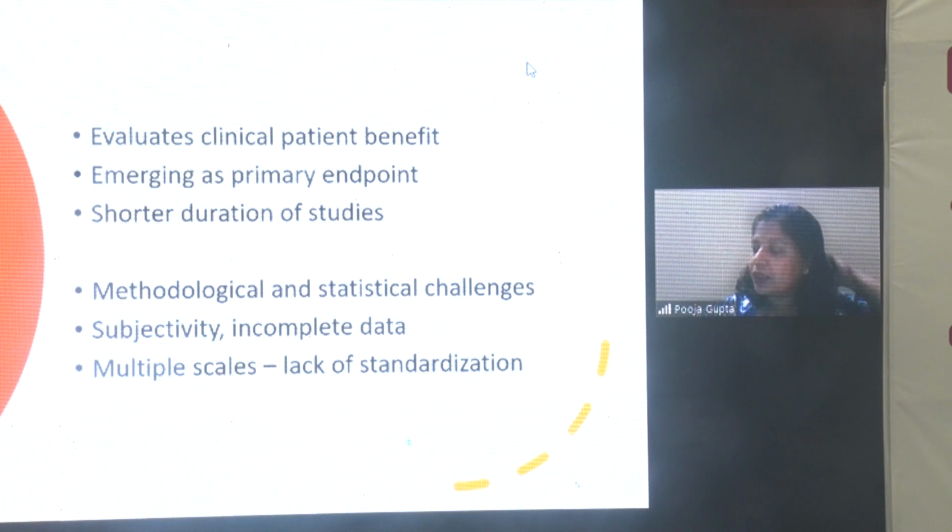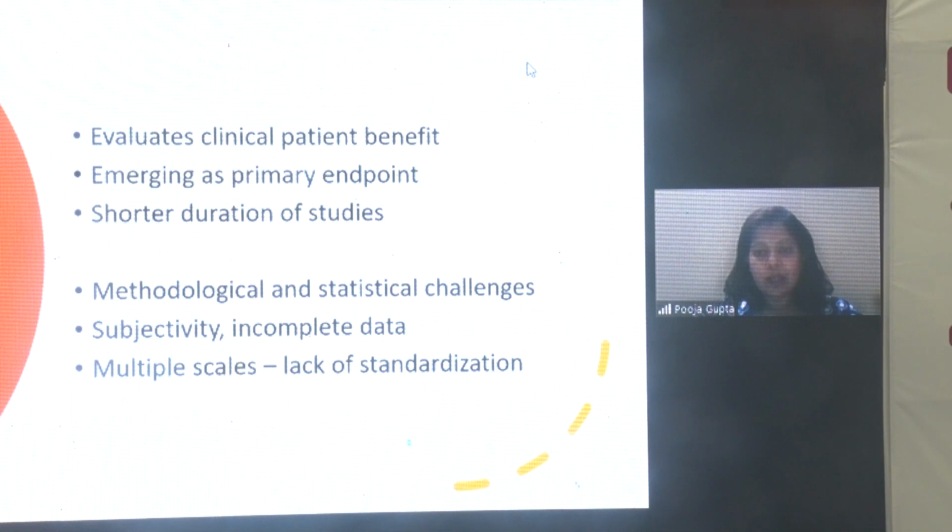The second endpoint in terms of clinical benefit is quality of life, which is now emerging as one of the primary endpoints, especially when the existing armamentarium of anti-cancer drugs has improved the lifespan significantly. Now we are focusing on changing the drugs to improve the quality of life. Overall survival has already been improved. Disease-free and progression-free survival have already been improved. Now we are focusing on quality of life, so in such situations it is emerging as a primary endpoint. It shortens the duration of these studies as well.